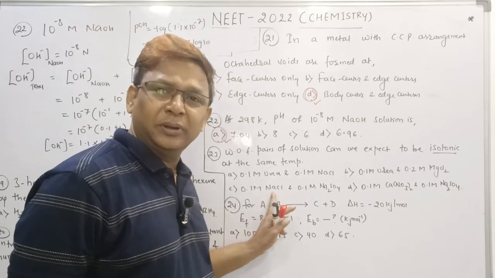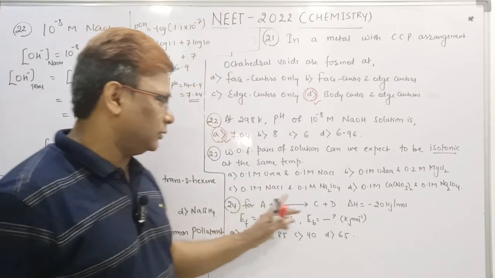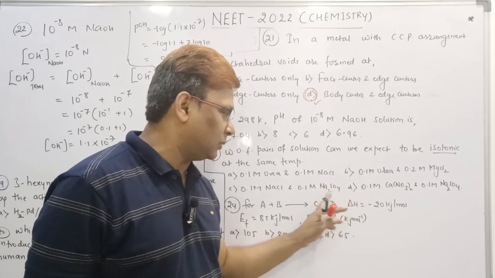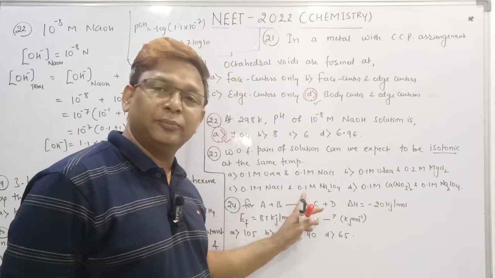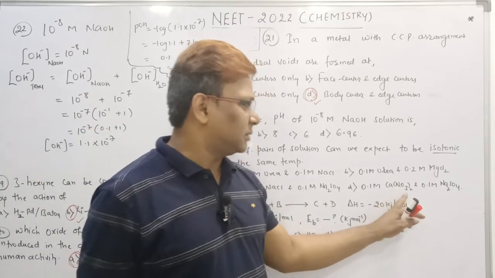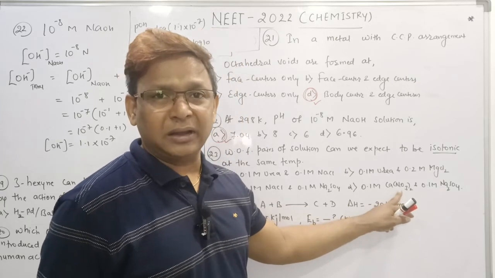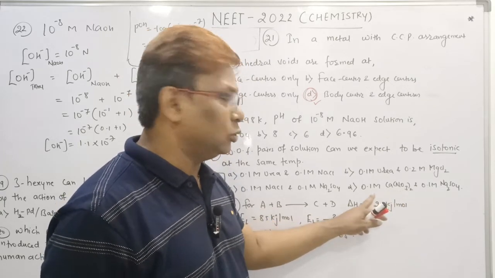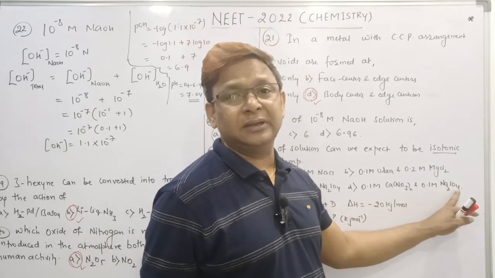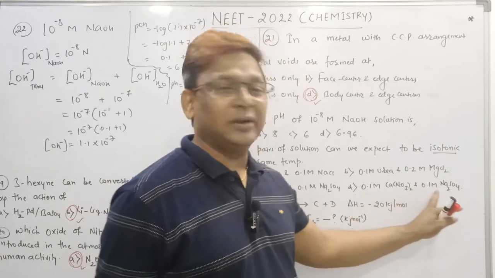NaCl i value is 2, so 2 into 0.1 is 0.2. Sodium sulfate i value is 3, 1 sulfate and 2 sodium, so 3 into 0.1 is 0.3. 0.3 and 0.2 are not equal. But calcium nitrate, number of ions is 2 plus 1, 3, 2 nitrate ions and 1 calcium. 3 into 0.1 is 0.3 molar. Sodium sulfate, 2 sodium and 1 sulfate, 3 into 0.1 is 0.3 molar. Yes, 0.3 molar and 0.3 molar.